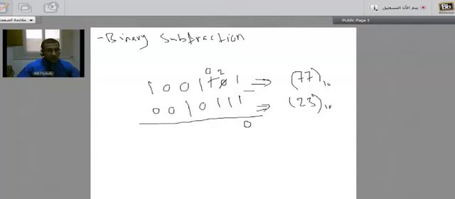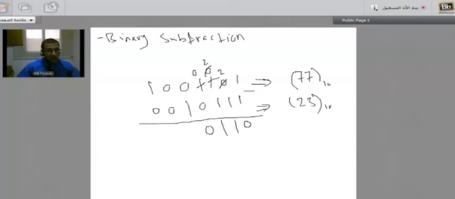So 2 minus 1 is 1. Now the same thing again, 0 minus 1 we can't, so I'm going to have to borrow from this. So this will become 2. 2 minus 1 is 1. Okay, 0 minus 0, no problem, is 0.